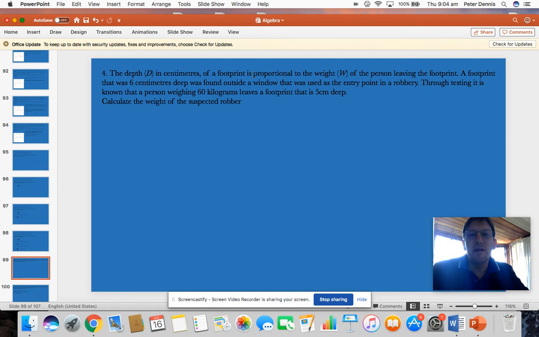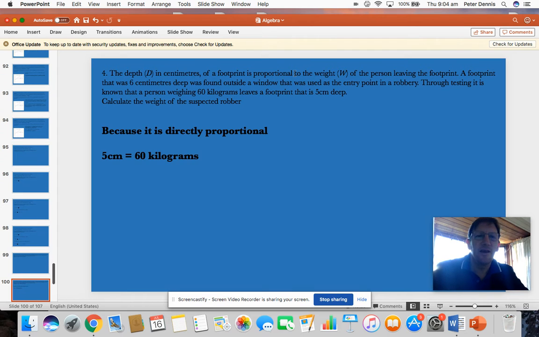Now, it is directly proportional. So because it's directly proportional, this isn't actually a nonlinear thing. Because it's directly proportional, we can do this in a couple of ways. We can just do it in terms of ratios. We know that 5 centimeters equals 60 kilograms. If your footprint is 5 centimeters, it is 60 kilograms. What we want to know is what 6 centimeters leaves. So how do we get from 5 centimeters to 6 centimeters? This is just a ratio question because it is directly proportional.